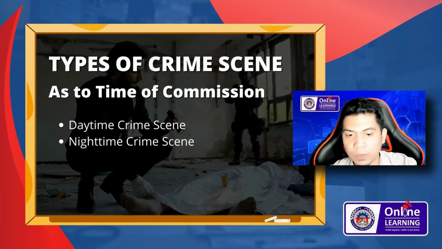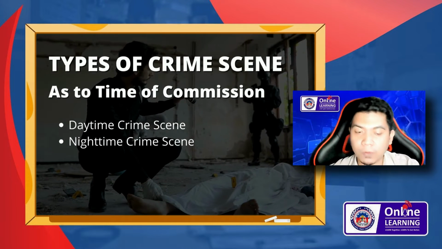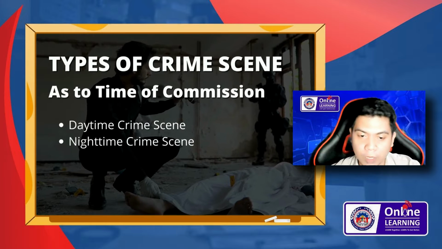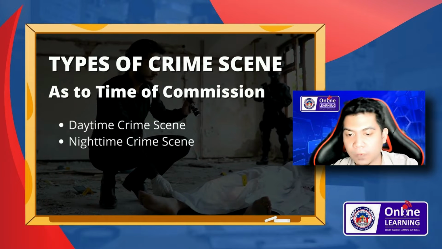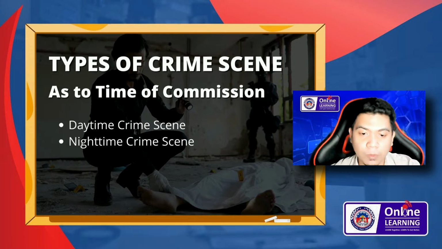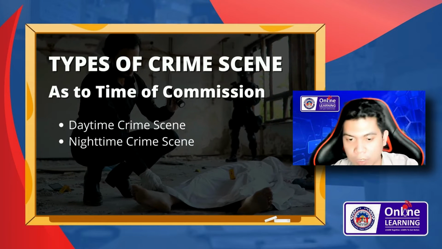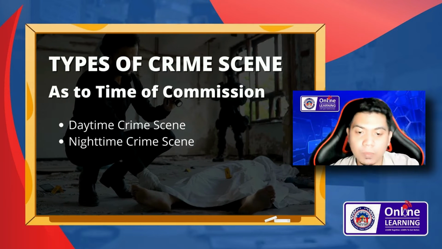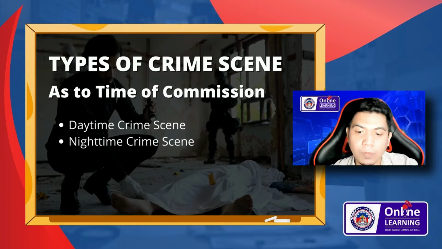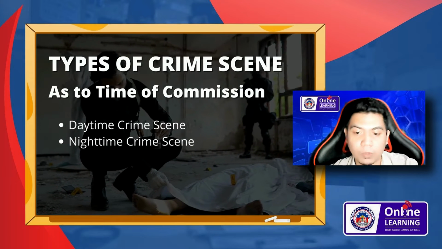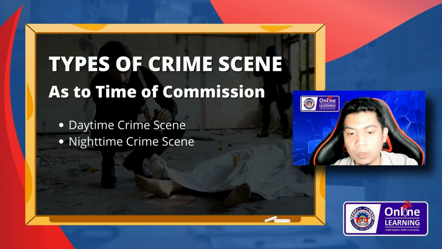Okay, so next one we have here, as to the time of commission. So when we say daytime crime scene, this type of crime scene refers to a crime committed from sunrise to sunset. And while nighttime crime scene, this type of crime scene refers to a crime committed from sunset to sunrise.